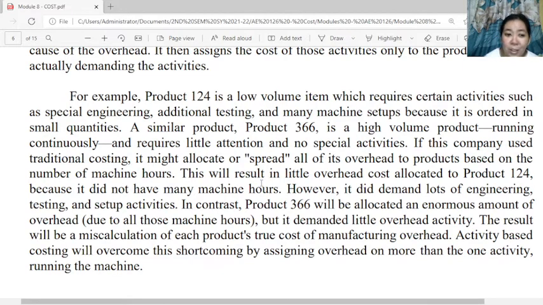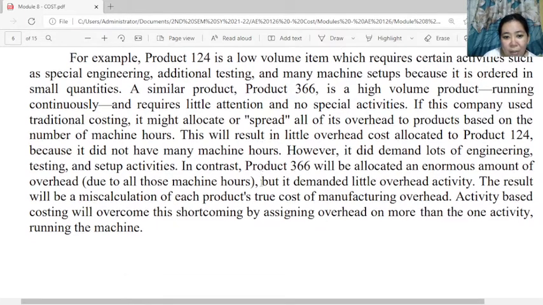Activity-based costing will overcome this shortcoming because under ABC, we will assign overhead on more than just the running of the machine. In this case, we will only be identifying the activities which actually incur the manufacturing cost, and we will assign those costs to those products. That's how efficient activity-based costing is compared to the traditional costing.